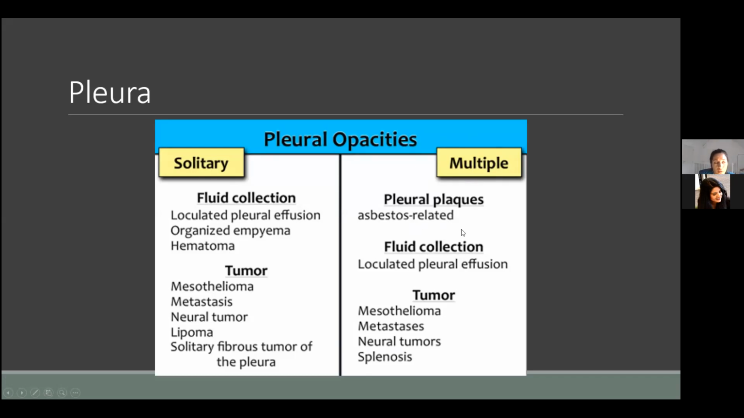I don't know if you have seen those in your patient population, but in the Netherlands we usually see patients with pleural plaques, mainly due to asbestos-related causes. Also, remember that multiple fluid collections can be loculated pleural effusions. I will show an example later on.